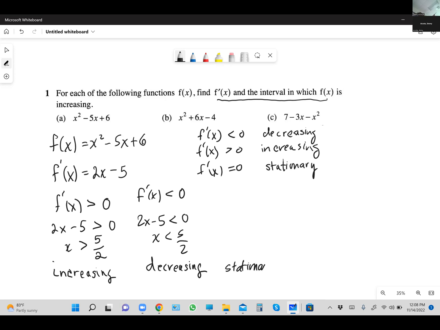Now let's find out when it's stationary. So when it's stationary, it's when f prime of x equals 0. So 2x minus 5 equals 0 when x is equal to 5 half. And so right now with this one question, with 1a, we have discussed when functions are increasing, decreasing, or stationary.